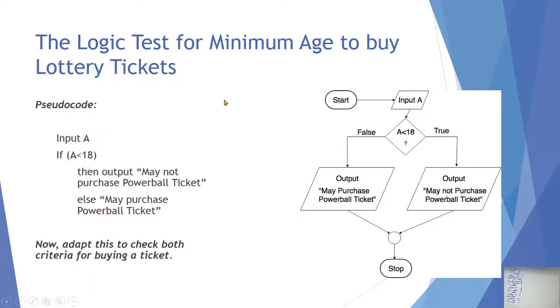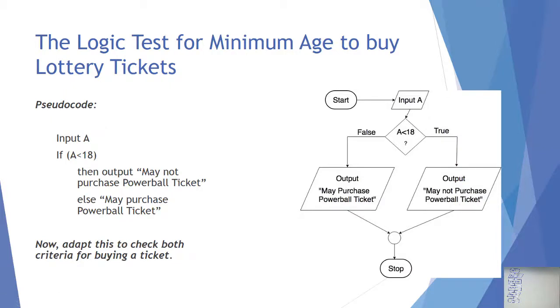Okay, so before we look at the pseudocode, let's just look at the flowchart. We would start our process and we would ask for input A for our age. And then the question we would ask is, okay, is this person less than 18 years old? In other words, are we dealing with a minor here? If that's true, see, we flowed into one corner of our diamond and then we've got a true branch coming out. If that's true, then the output from the clerk has to be, sorry, you can't buy a Powerball ticket.